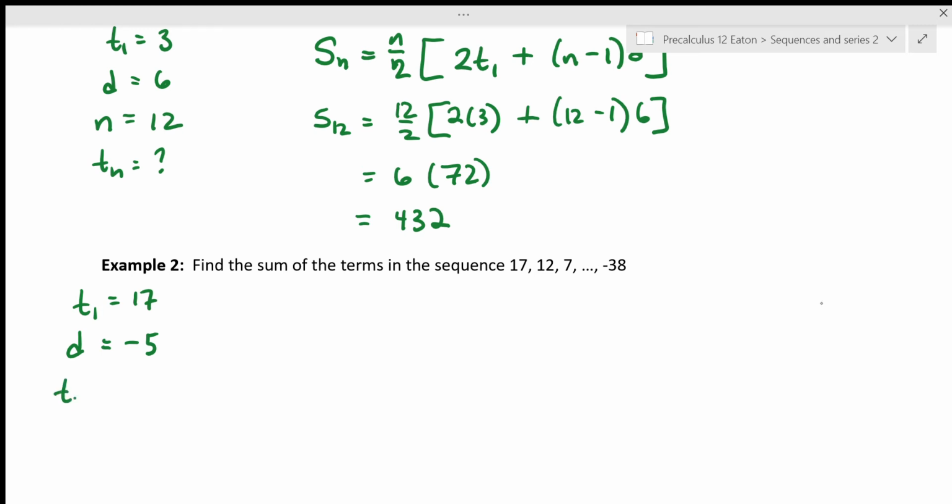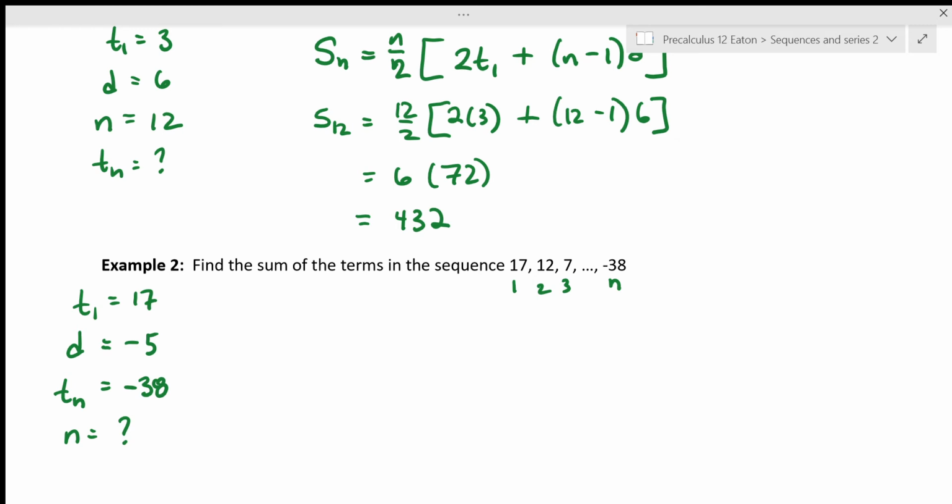Our nth term, so our t sub n, we don't know how many terms there are in this sequence. So we actually don't know n at this point. But we know what the nth term is, the t sub n. We know that our last term here is negative 38. So if we're doing our last term, the nth term is going to be, so 1, 2, 3, and then that's our n. So we want to figure out what the sum of those first n terms is, even though the sequence is ending at the n.